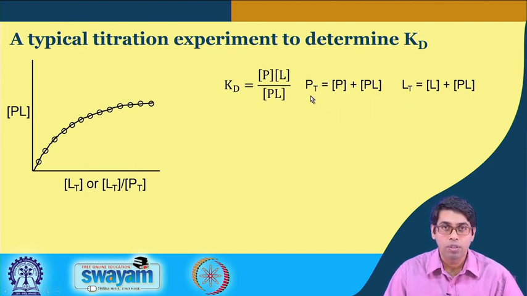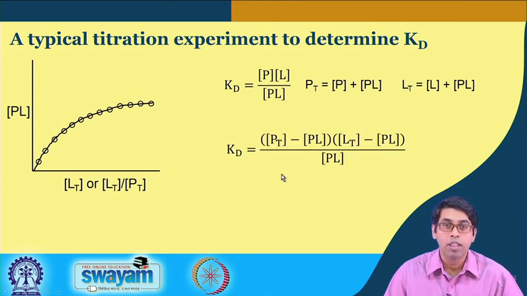It turns out that total concentration of protein is the summation of the free protein plus the protein ligand complex, these two concentrations. Similarly, the total ligand concentration is the summation of the free ligand plus the protein ligand complex. So, if we substitute this P with P total minus PL and then this L with L total minus PL, we get something like this. So, now Kd is given by known parameters.